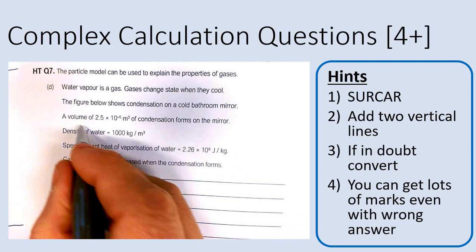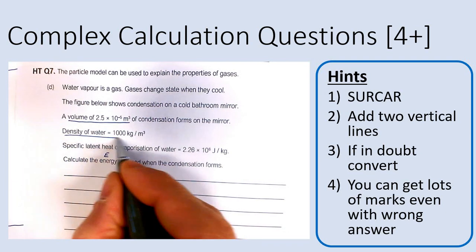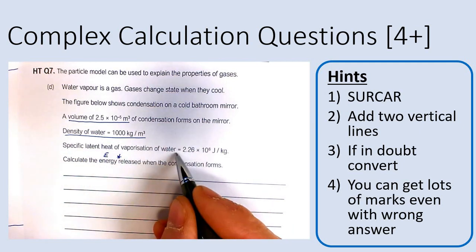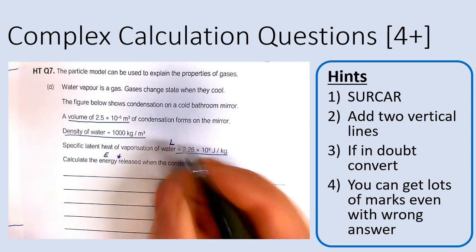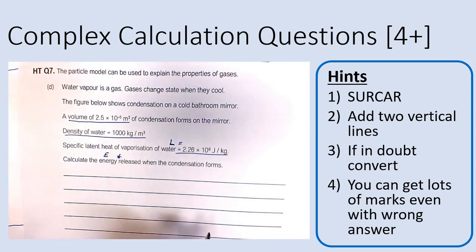What values am I given? It looks like I'm given quite a lot here. I'm given the volume of that. I'm given the density of water, which is that. The specific latent heat of vaporization of water is that. Now that's a capital L.